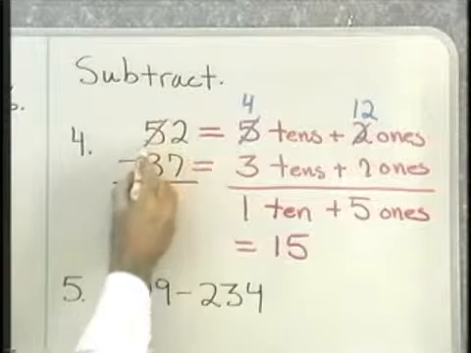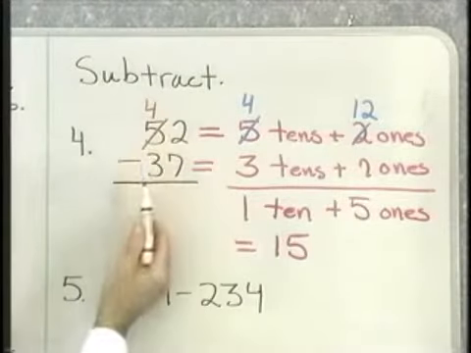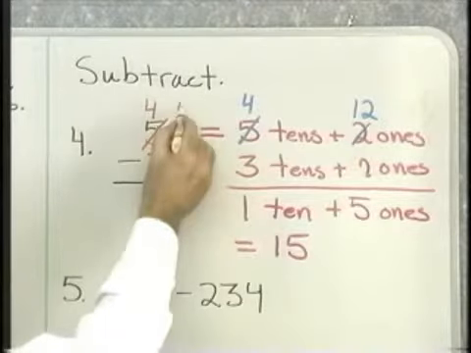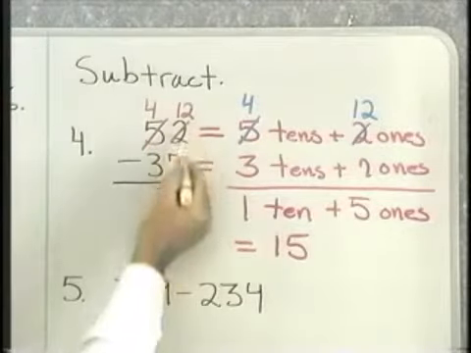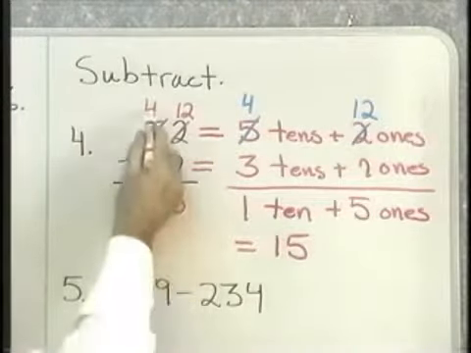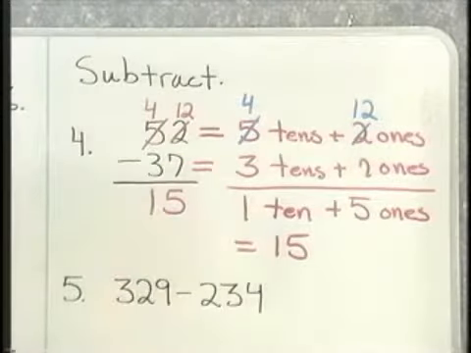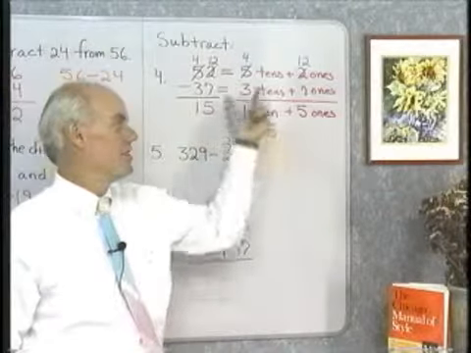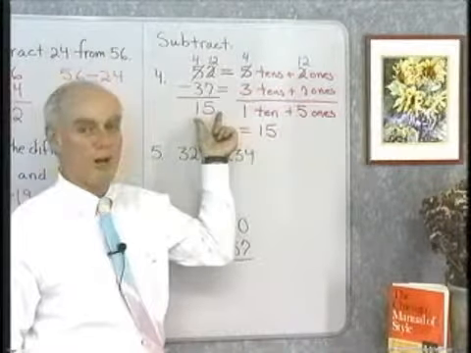I go over to the tens column, I borrow a 10. So instead of 5 tens, I have 4 tens. Add that to the 2 ones I already have, that's 12 ones. 12 subtract 7 is 5, and now 4 subtract 3 is 1. So this is a shorthand version for all of this work over here. This is the explanation for why we do borrowing the way we do.